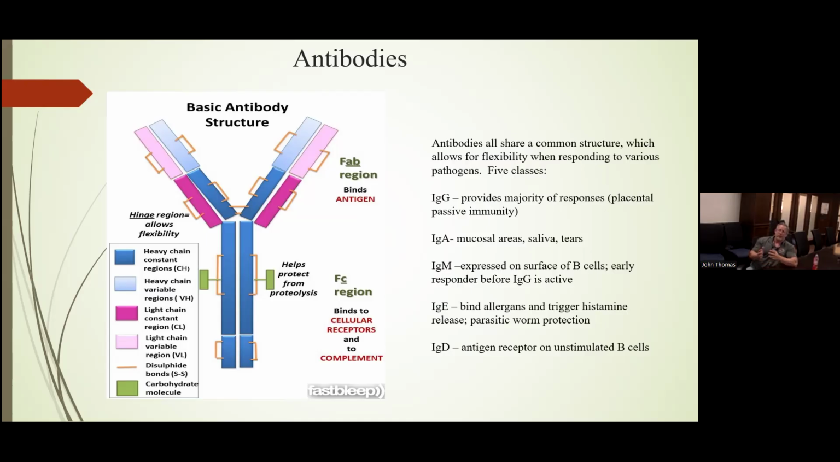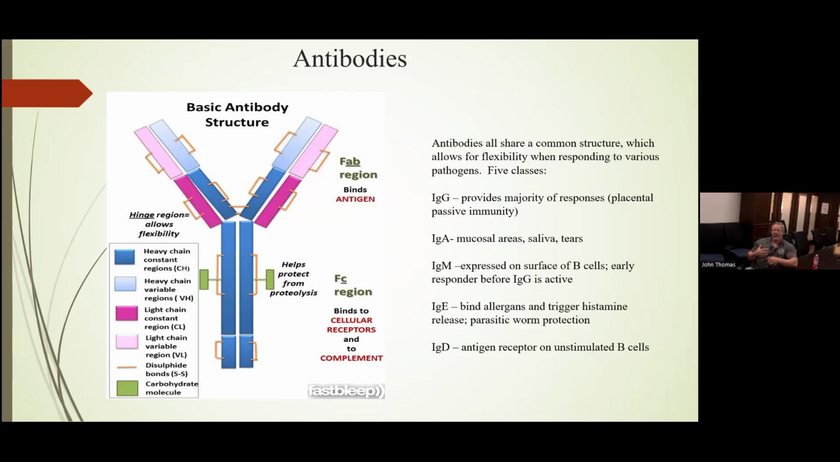IgM is the largest of all of the antibody molecules. From a size perspective, it's very, very large. And IgM is expressed on the surface of all B cells. It's bound to the surface of B cells. And it's one of the first antibody responders before IgG responses can really become active. So IgG and IgM are going to be the 2 highest component antibodies from a molecule perspective found throughout the body. IgE is used to bind to allergens and trigger the release of histamines.